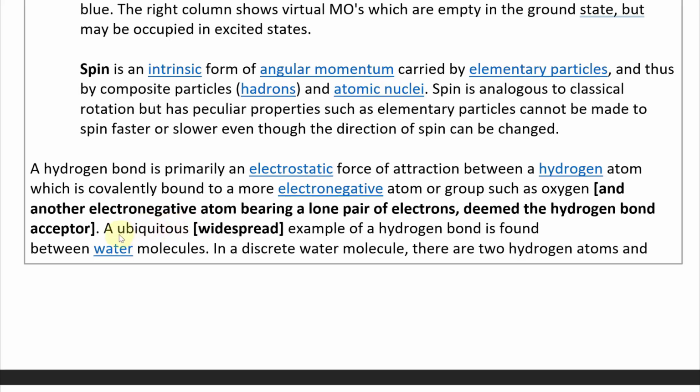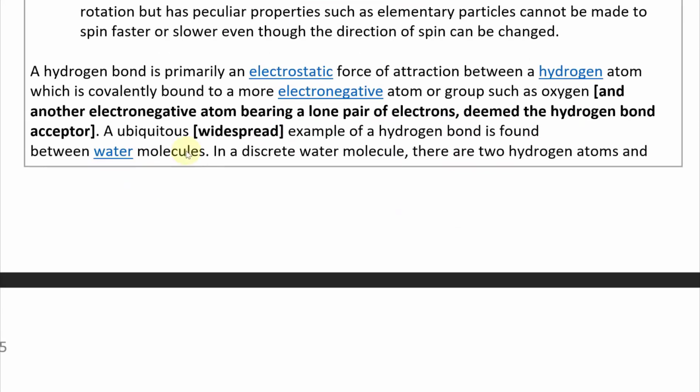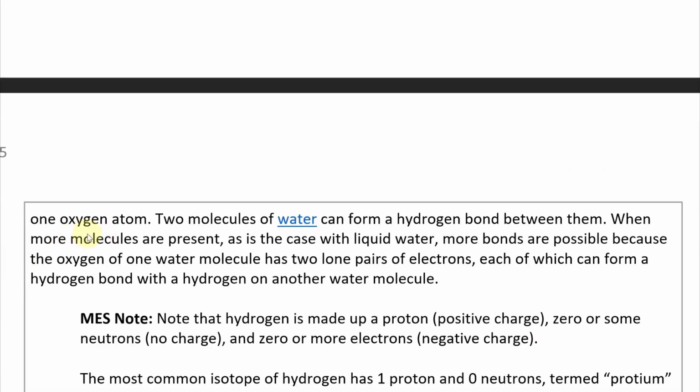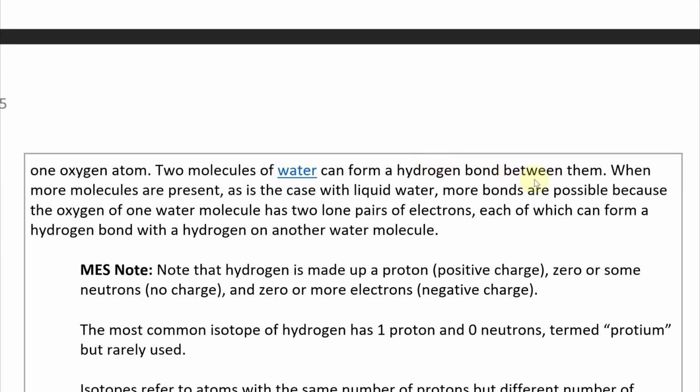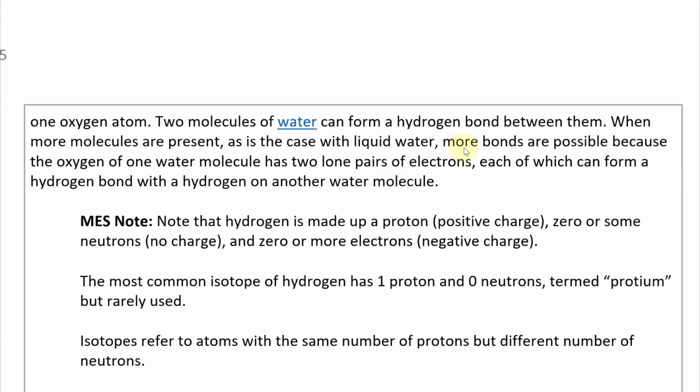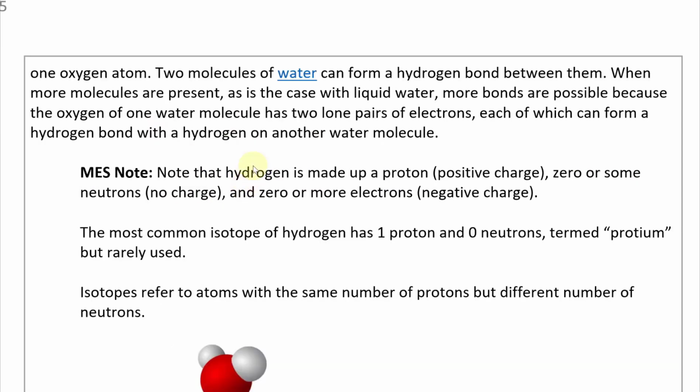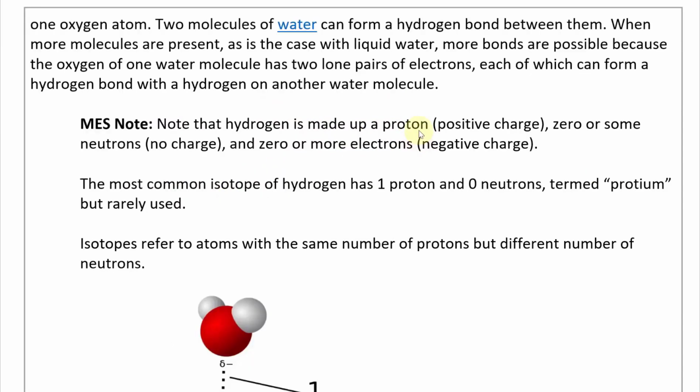All right, let's go further. A ubiquitous or widespread example of a hydrogen bond is found between water molecules. In a discrete water molecule, there are two hydrogen atoms and one oxygen atom. Two molecules of water can form a hydrogen bond between them. When more molecules are present, as is the case with liquid water, more bonds are possible because the oxygen of one water molecule has two lone pairs of electrons, each of which can form a hydrogen bond with a hydrogen on another water molecule.